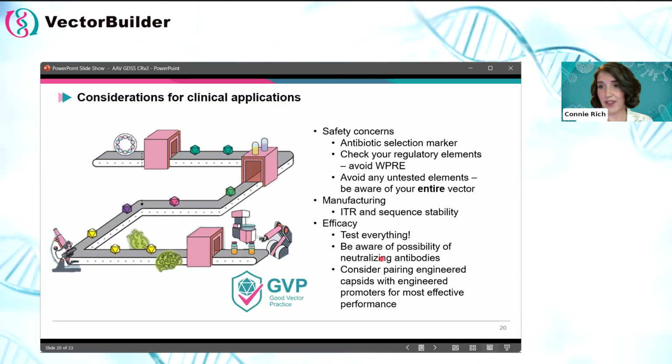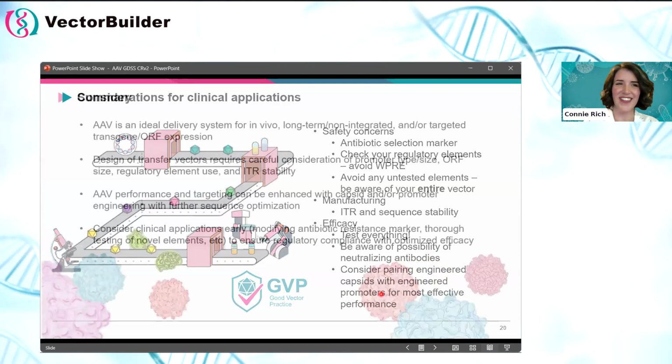That's one reason that capsid evolution tends to be pretty popular. It's because we want to try to identify a capsid that won't even be recognized by the immune system. But there are a variety of tests that you can do to check how big of an issue that would be for a naturally occurring serotype. And so you can consider pairing one of those engineered capsids with an engineered promoter for really effective performance. But that's going to require a very, very thorough amount of testing. And so that's something to be very, very highly aware of.